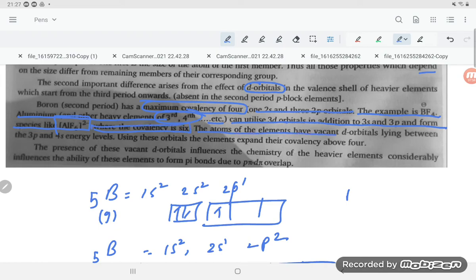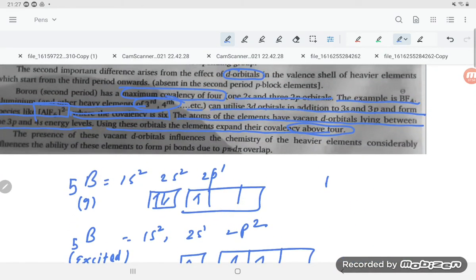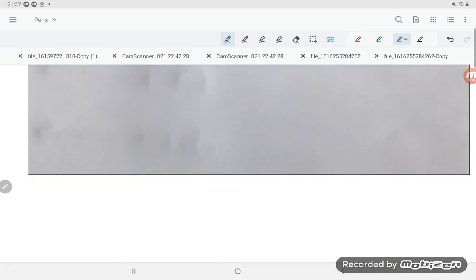The atoms of these elements have vacant d orbitals lying between 3p and 4s energy levels. 3d lies between 3p and 4s. Using these orbitals, elements expand their covalency above 4. So here you see aluminium extended its valency more than 4. The presence of these vacant d orbitals considerably influences the chemistry of the heavier elements, including their ability to form pi bonds due to p pi d pi overlap. So this is all about our answer, student.